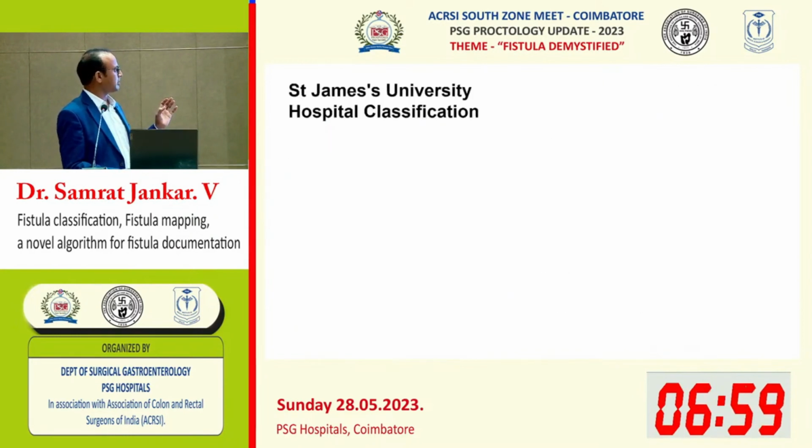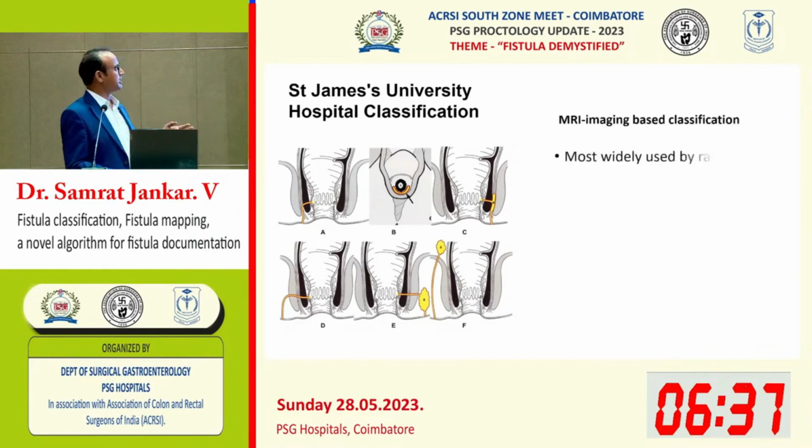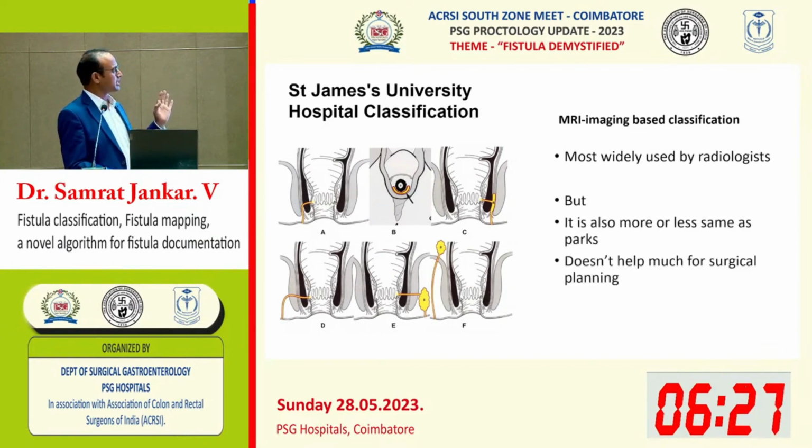Coming to the St. James classification, basically this is 1992, I think, I may be wrong. It was done by St. James University, which also belongs to the Parks university where the Parks classification was done. It is nothing but a replication on MRI, the same classification based on MRI, mostly used by radiologists. Even this classification doesn't give the surgeon a conclusion on what to do for the case. So it is more or less like the Parks classification, and doesn't have much in surgical planning.